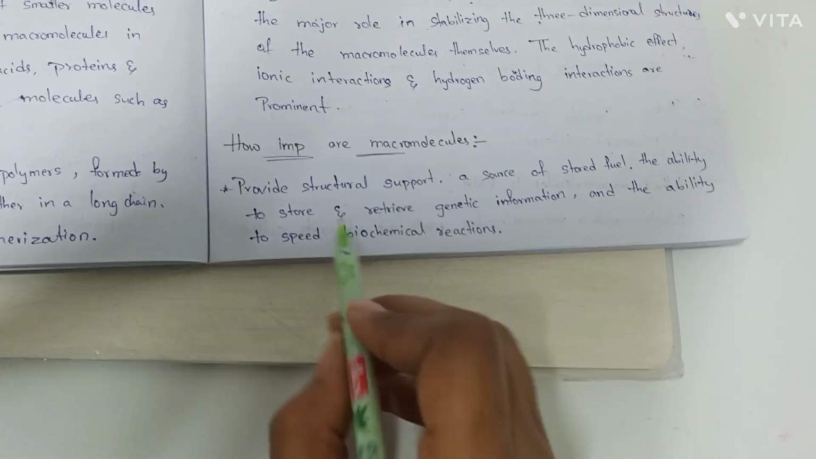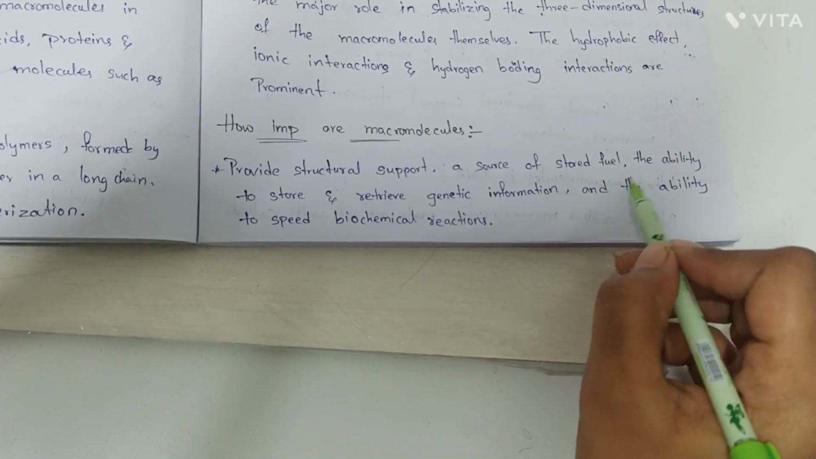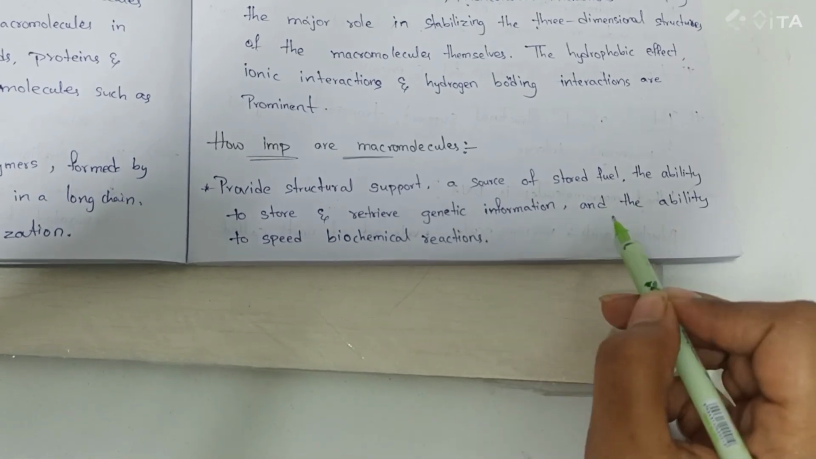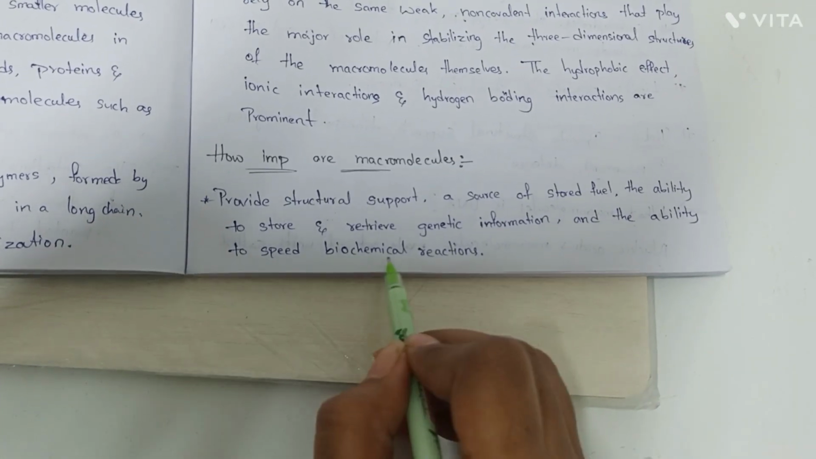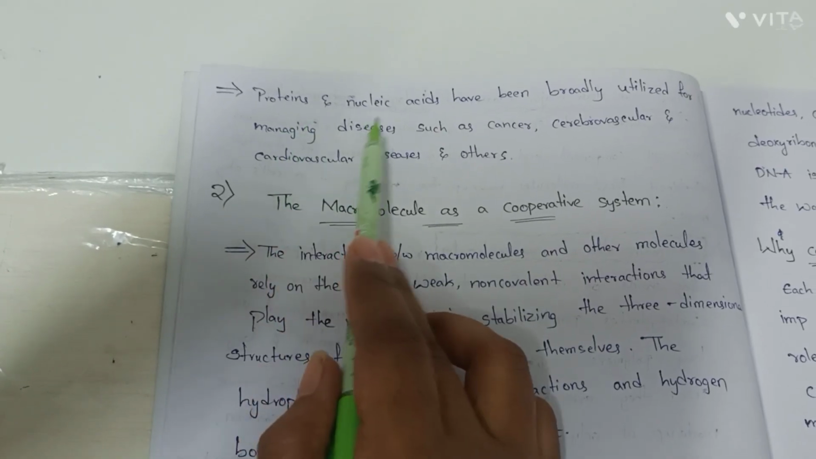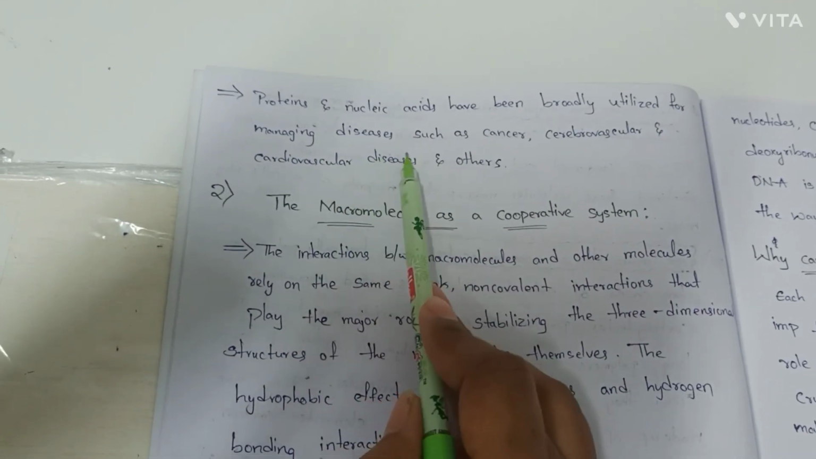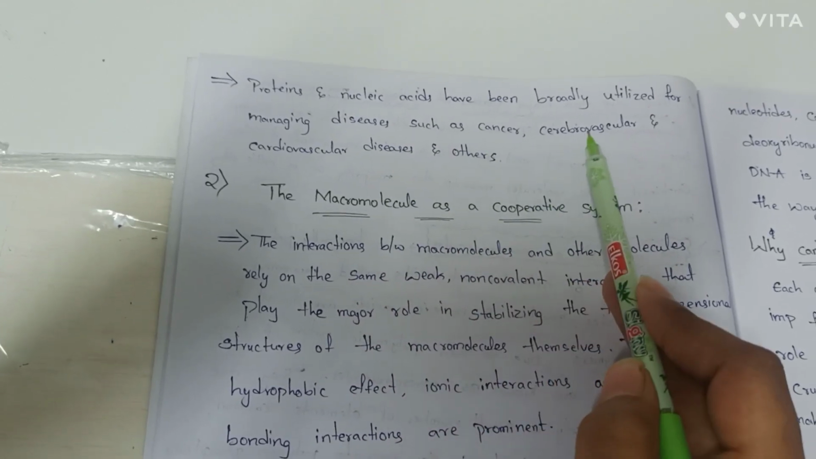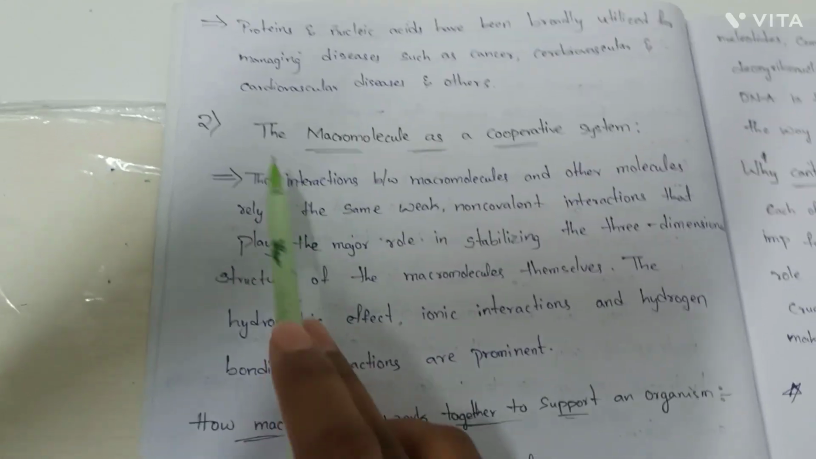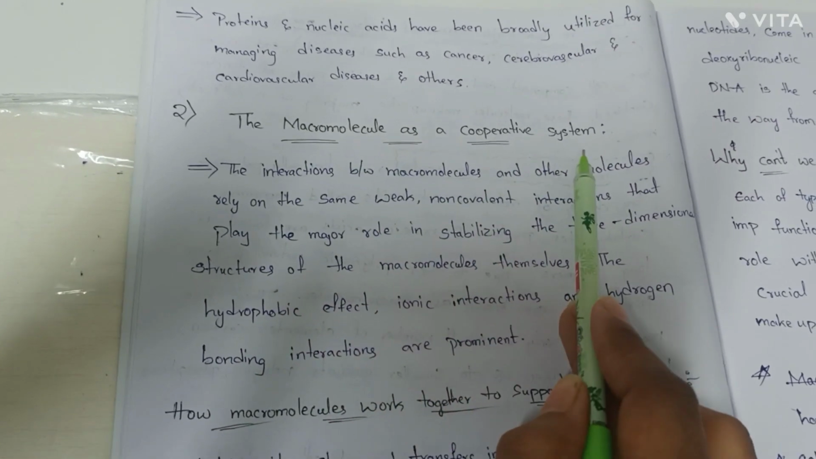How important are macromolecules? They provide structural support, a source of stored fuel, the ability to store and retrieve genetic material, and the ability to speed up biochemical reactions. Also, proteins and nucleic acids have been broadly utilized for managing diseases such as cancer, cerebrovascular and cardiovascular diseases, and others. The second topic is the macromolecule as a cooperative system.